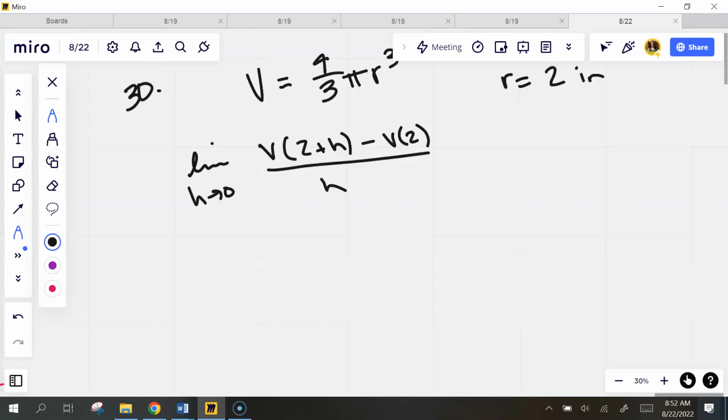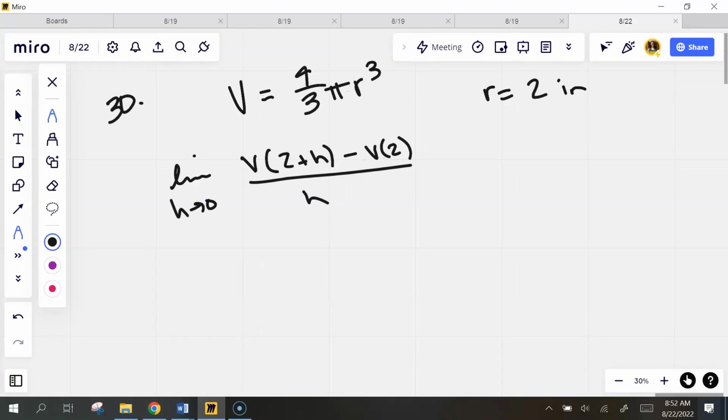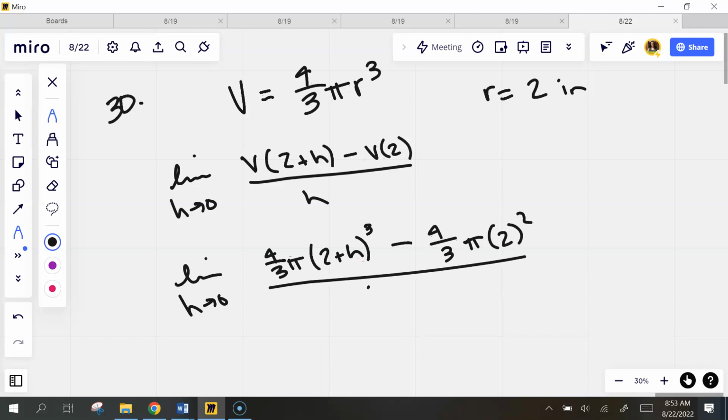All right. That's okay. This was a hard one. This one was tough. I figured that would be the first one y'all asked me about. Here we go. The limit as h goes to 0 of 4/3 pi times 2 plus h cubed minus 4/3 pi times 2 cubed all over h. I'm coming off to the side to cube that one out.